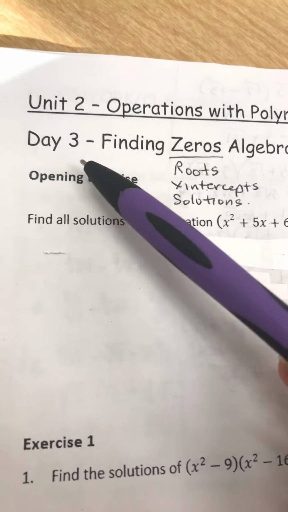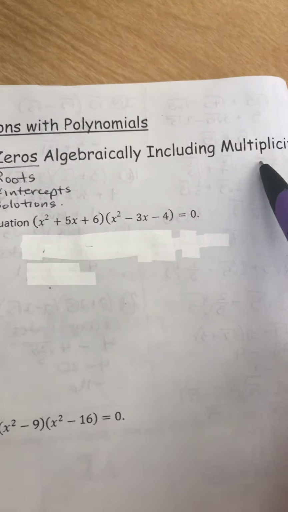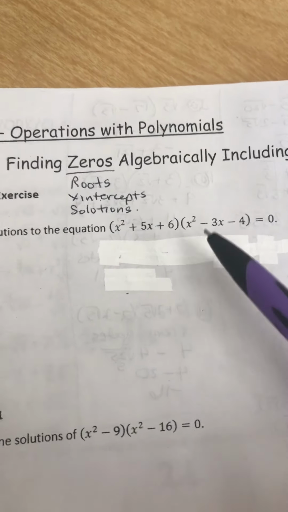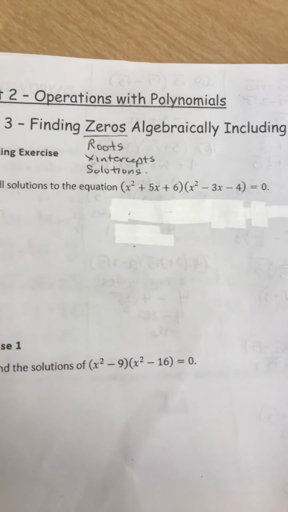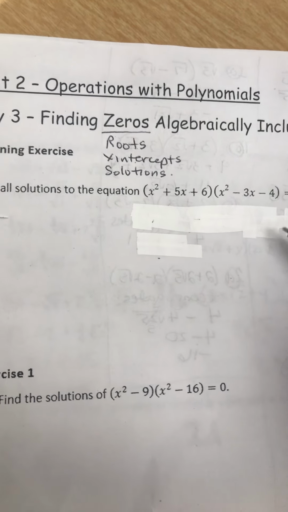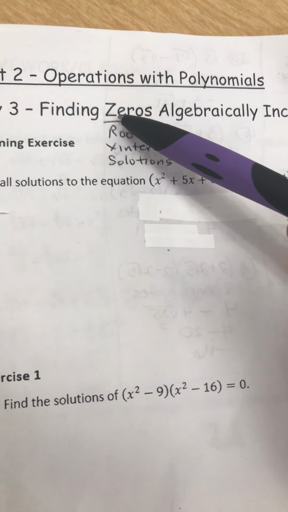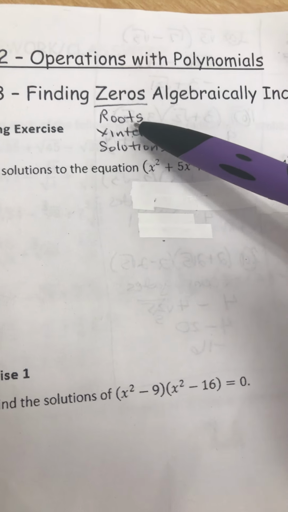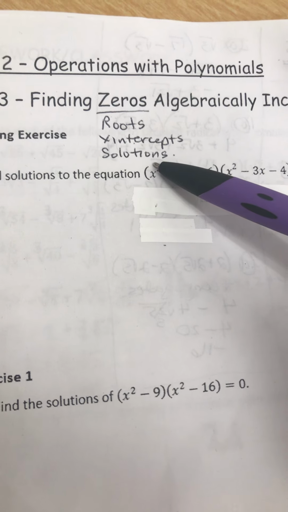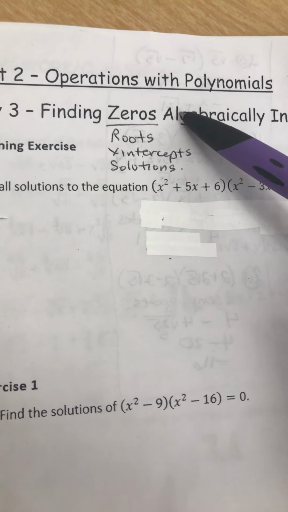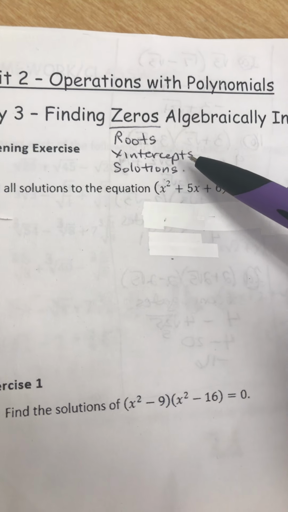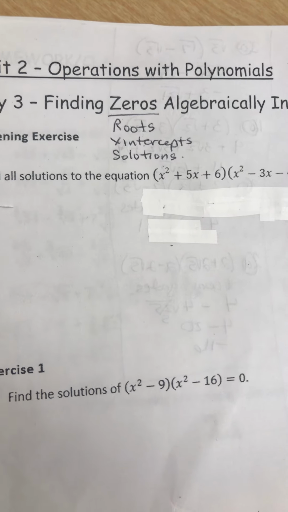All right, so we're on to day 3, finding zeros algebraically, including multiplicity. Kind of started this and then remembered I had to video for you, so I whited some out. So finding zeros. Zeros are also called roots, x-intercepts, and solutions. That's something you should know from Algebra 1 as well as geometry. It's basically where a function is going to cross the x-axis, okay?